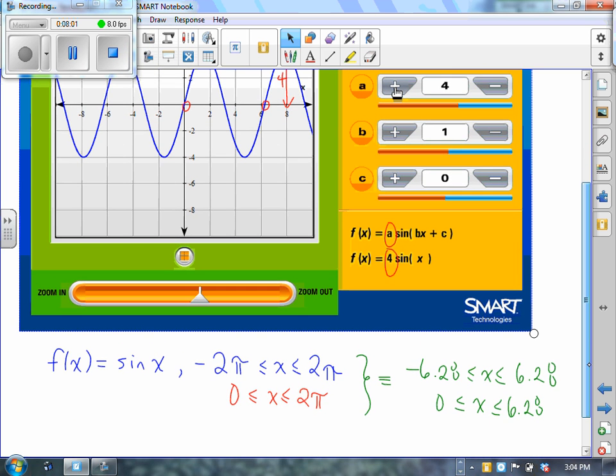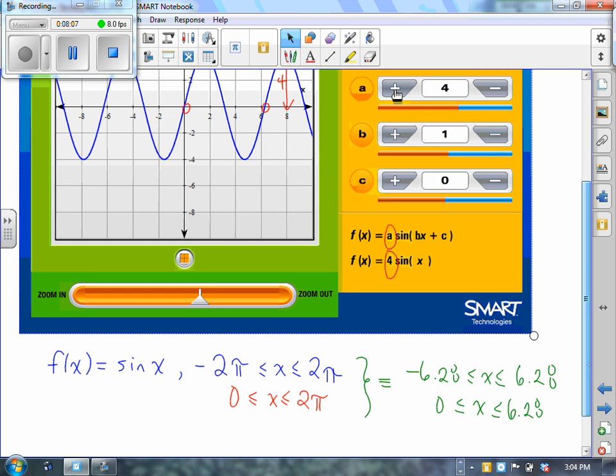Aside from that, you'll also know that there are other functions. There's the cosine function, which is simply a translation of the sine curve by 90 degrees. That'll come up in future work in the textbook for review.